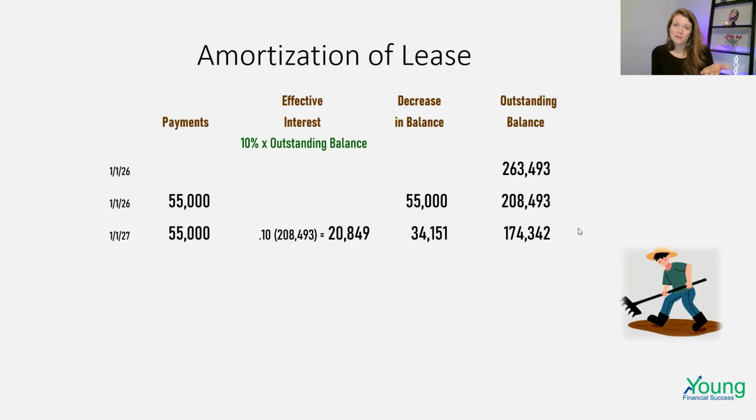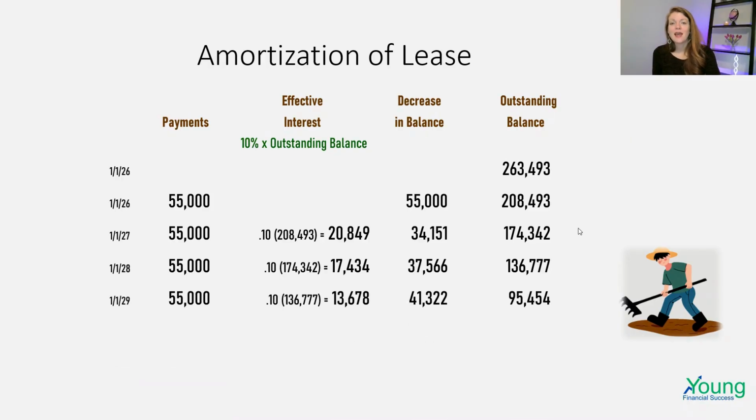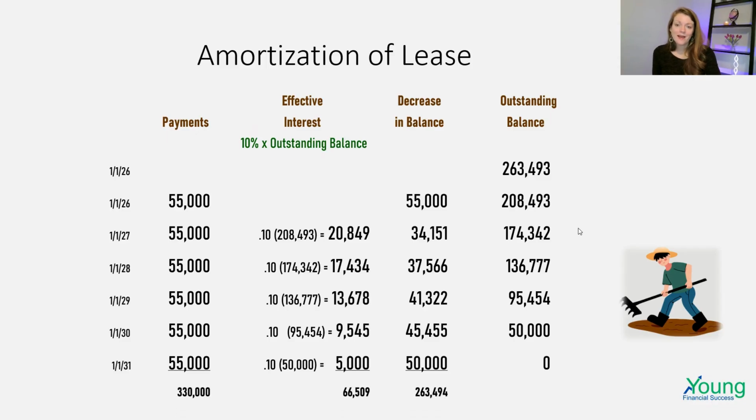So then on that second payment, the one we just recorded, one journal entry before, one slide before, we take the $208,493, what's left over in the outstanding balance. We multiply that times the 10% to get our interest. And then the difference between our cash payment of $55,000 and that calculated interest is the decrease in the value. So now we're at $174,342. And we just keep doing that. We take the outstanding balance times that 10% to get our interest. And the difference between our cash payment and interest is how much is decreasing the balance. And we do that until we get all the way down to zero.